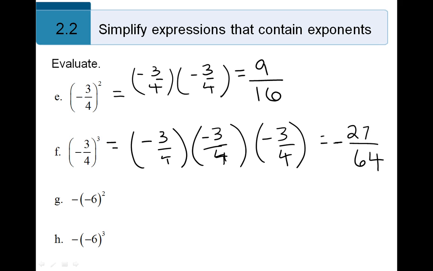Now, the next example, G, is a little bit different because what we have is the opposite of negative 6 squared. So you can think of there as being a negative 1 in front of the parenthesis as well. So this would be a negative 1 times negative 6 times negative 6. Well, 6 times 6 is 36, and 36 times 1 is still 36, but we have 3 negatives, so our answer will be negative.